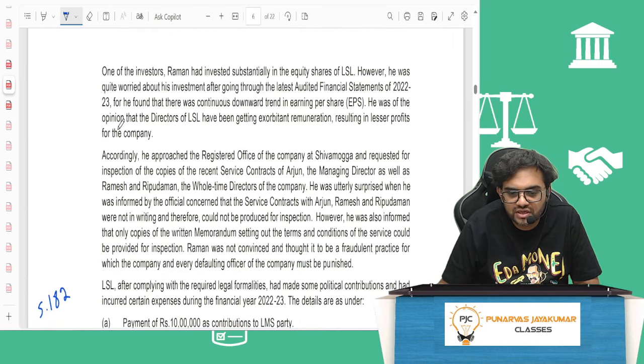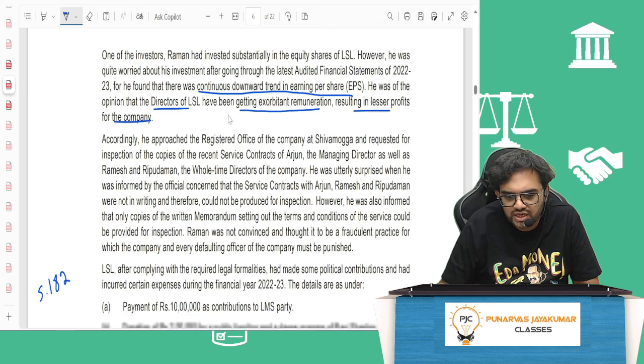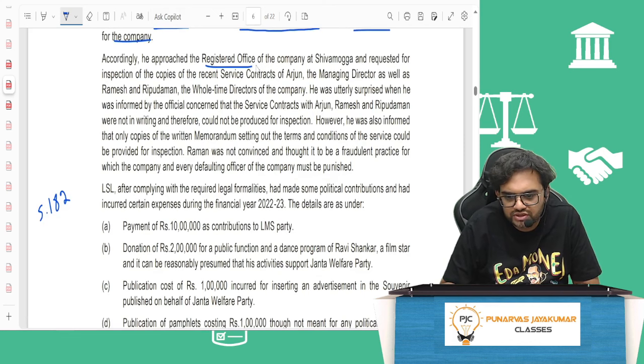One of the investors, Ram, had invested substantially in the equity shares of LSL. He was quite worried about his investment after going through latest audited financial statements. Continuous downward trend in earning per share. He was of the opinion that directors have been getting exorbitant remuneration resulting in lesser profits. He approached ROC and requested for inspection of copies of the recent service contracts. He was utterly surprised when informed that service contracts were not in writing and therefore could not be produced.